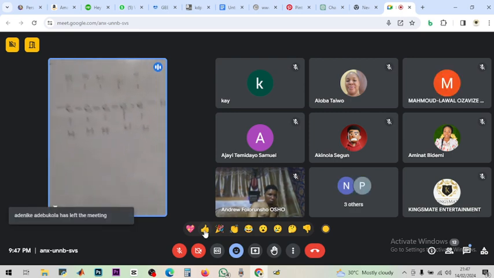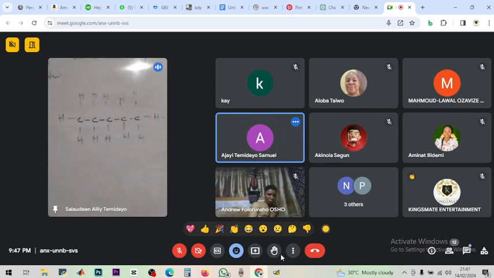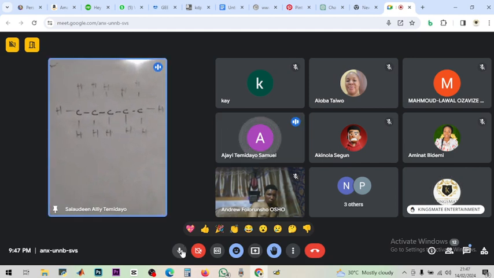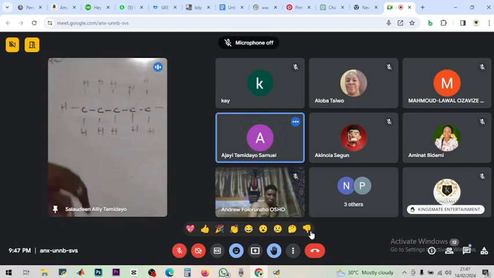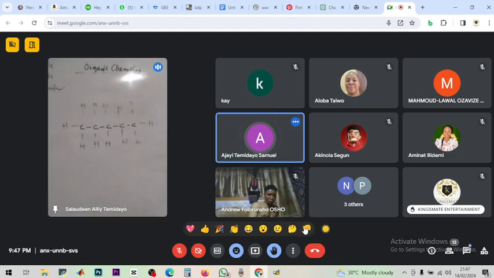Who can tell me the name of this organic compound here? First question: is what I'm giving the structural formula or the molecular formula? Is this the structural or molecular formula? Structural, that's very perfect. Who's going to tell us what the name of this compound is?